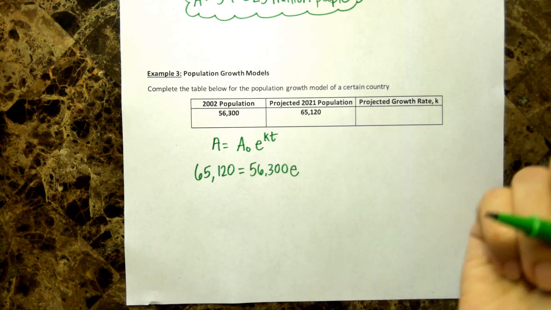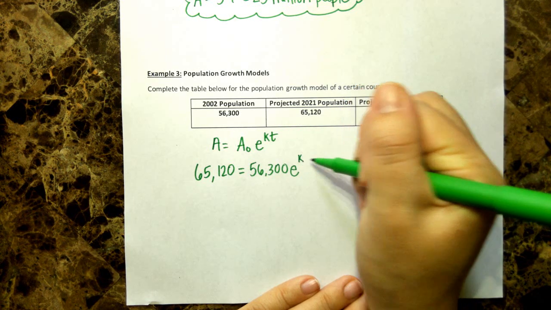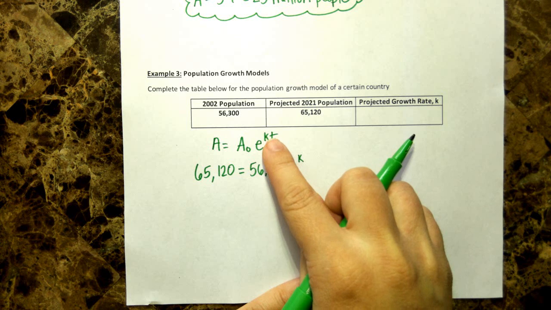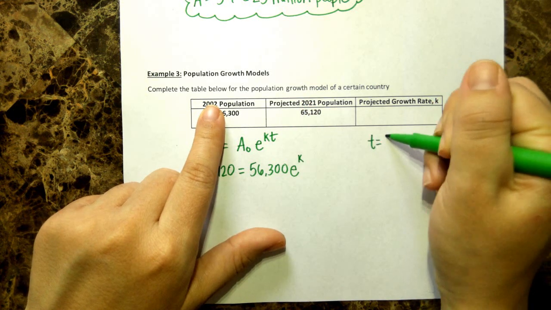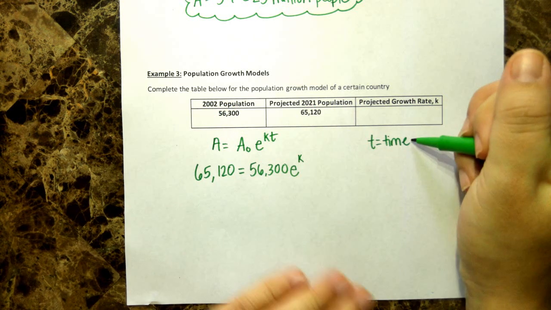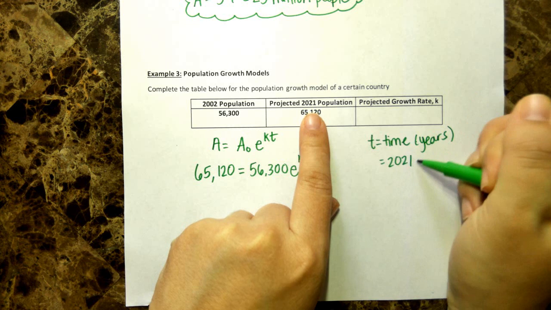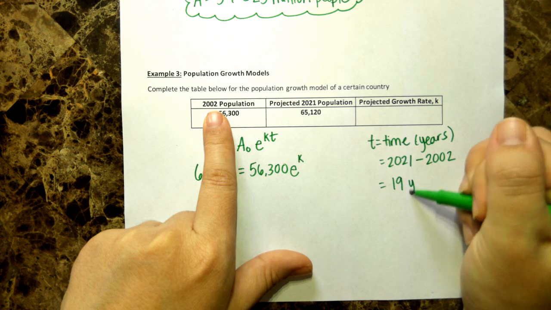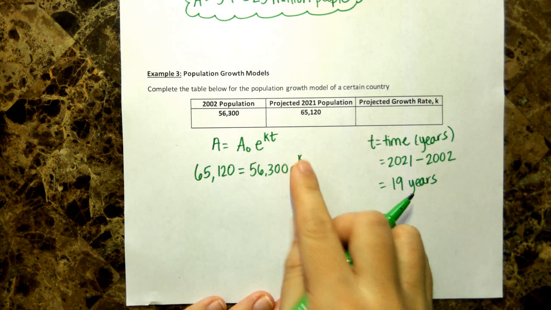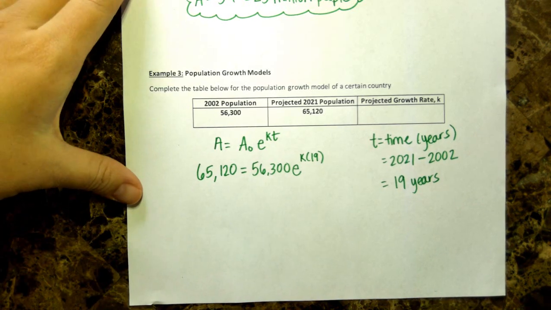e is just an irrational number. k, we don't know what k is. That's what is empty. And then t is the time in years that have gone by. Now, it doesn't tell us specifically, but it tells you the two years. So the time in years is just take the 2 years and subtract them. So all I'm going to do is take the ending year, which is 2021, minus the year 2002. And once again, we get the same answer as before, 19 years. So my t value is 19.